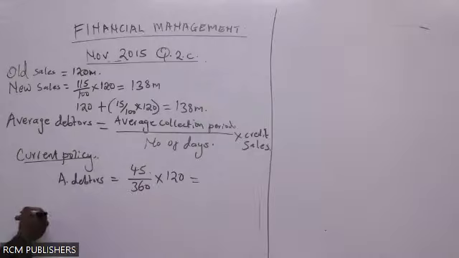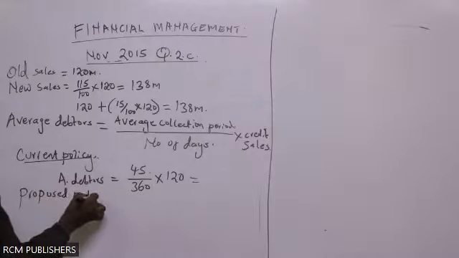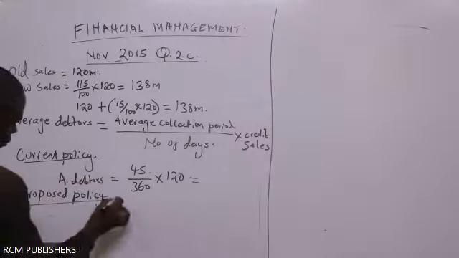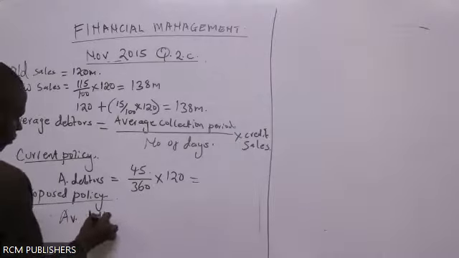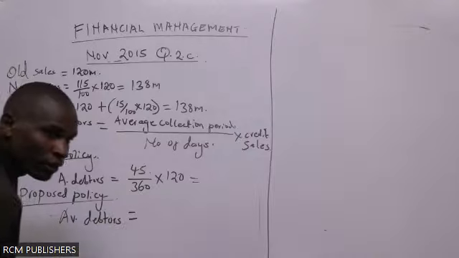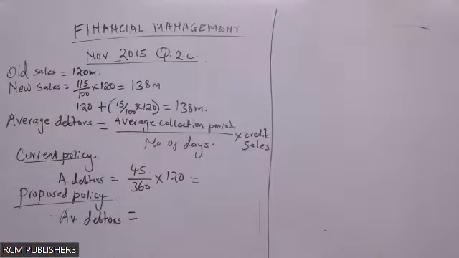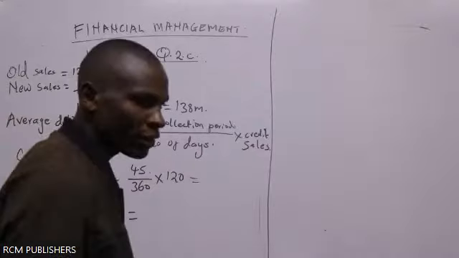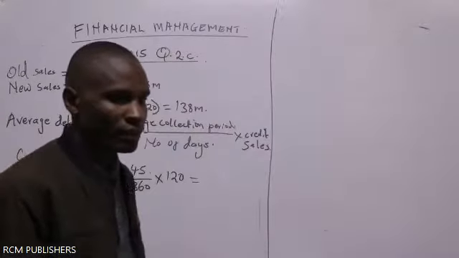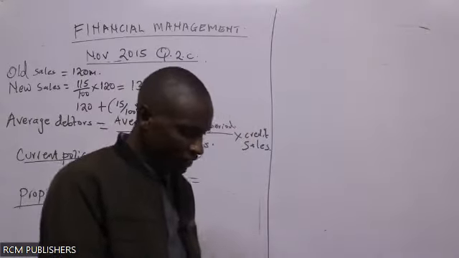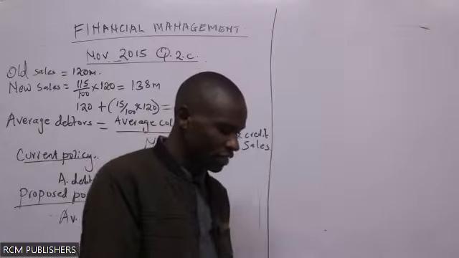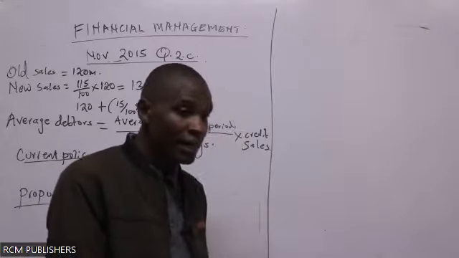What about now for the proposed policy? The policy that we want to compare. Proposed policy. It changes. Have we been given the correction period? We need to get average debtors. Hii correction period watabadilisha itakuwa gani? Just check from the question. After the change in the credit terms, the average correction period is expected to be 75 days.